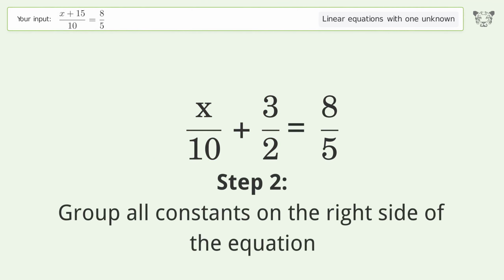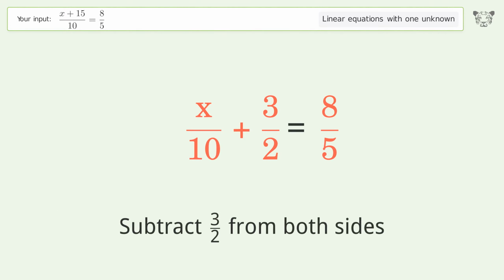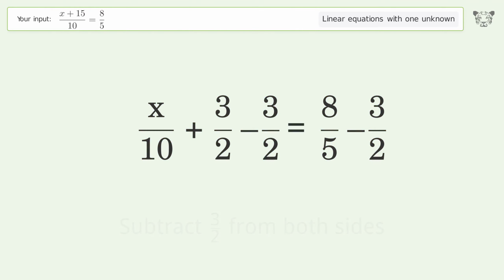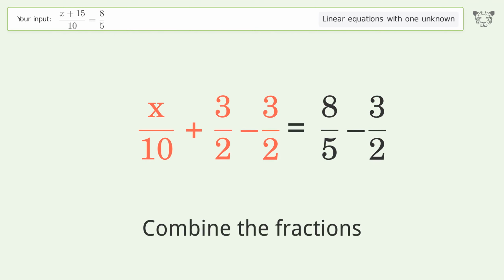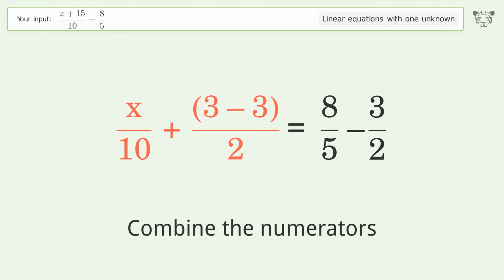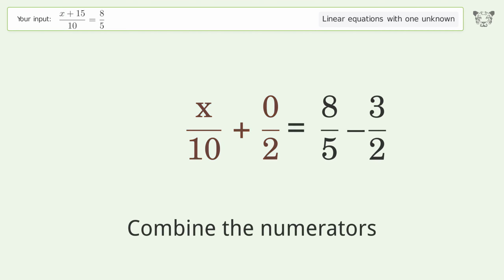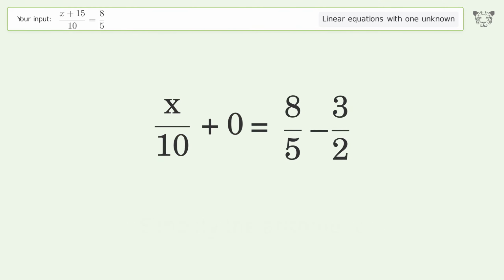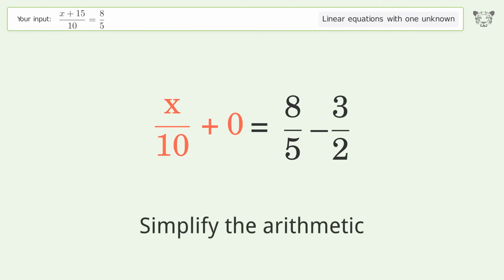Group all constants on the right side of the equation. Subtract 3/2 from both sides. Combine the fractions. Combine the numerators. Reduce the zero numerator. Simplify the arithmetic.